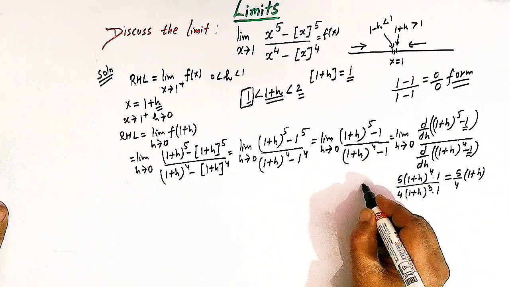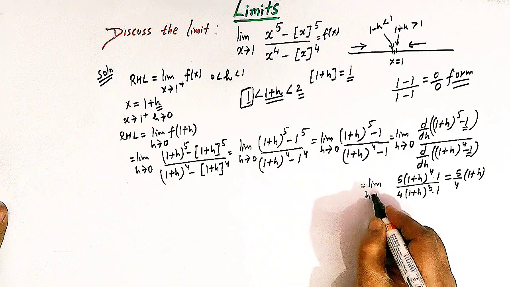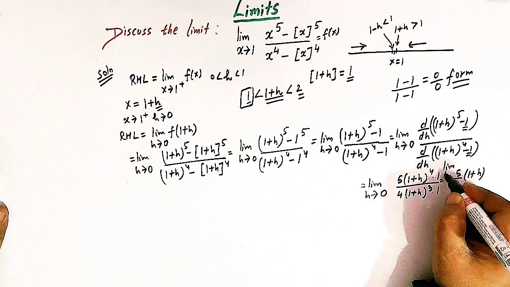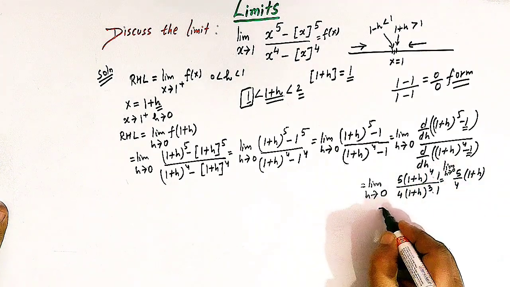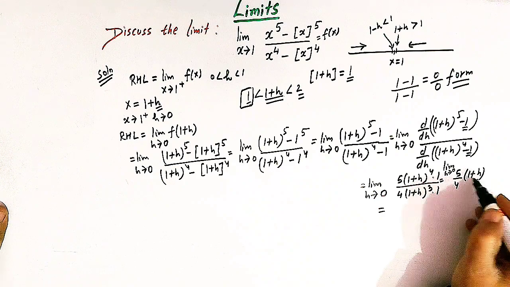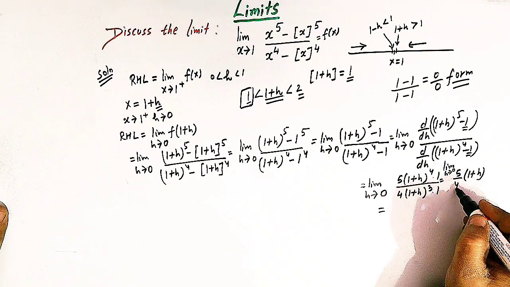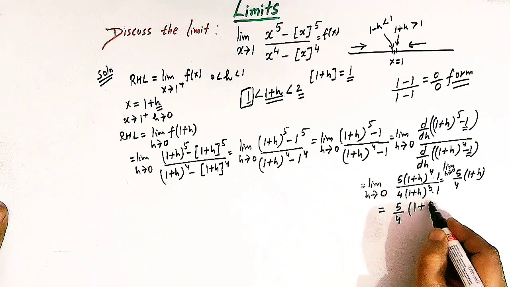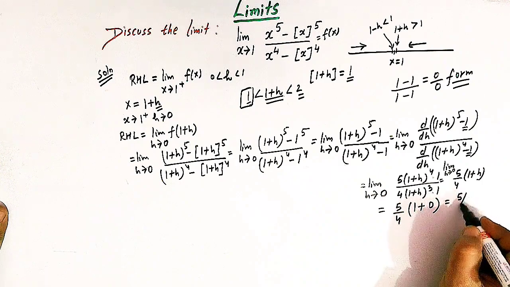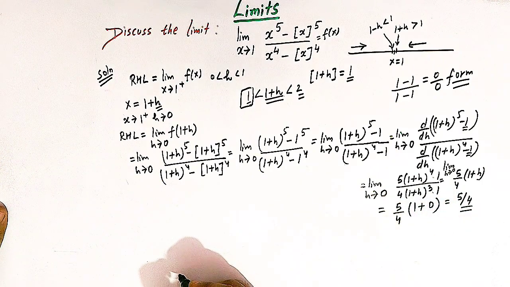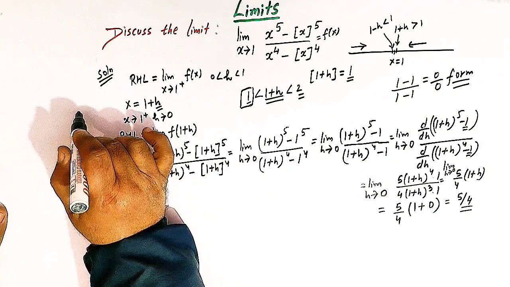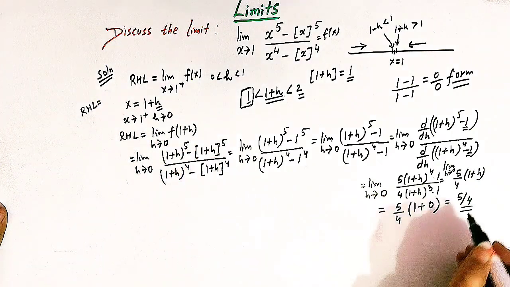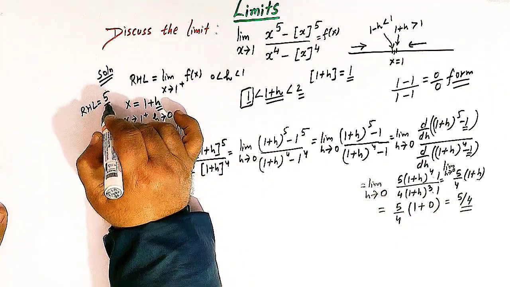So here we also have the limit notation, right? Okay, so now we can take h is equal to 0. So limit h tends to 0, 5 by 4 times 1 plus h is 5 by 4 times 1 plus 0, so this is simply 5 over 4, right? So the right hand limit of this function when x approaches 1 is given by 5 over 4.